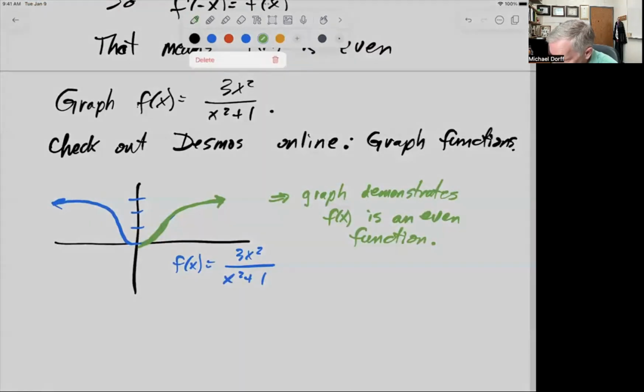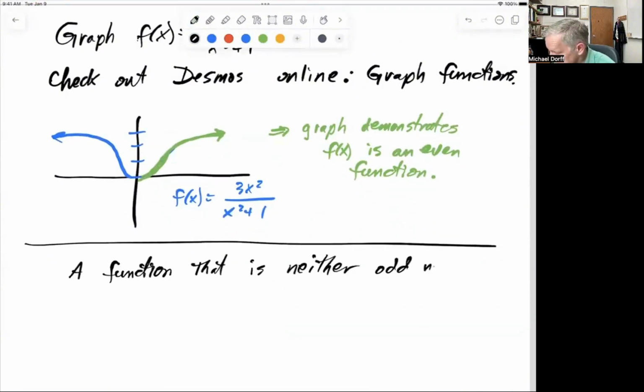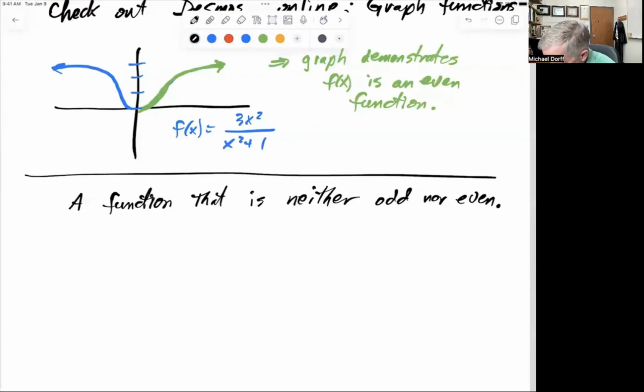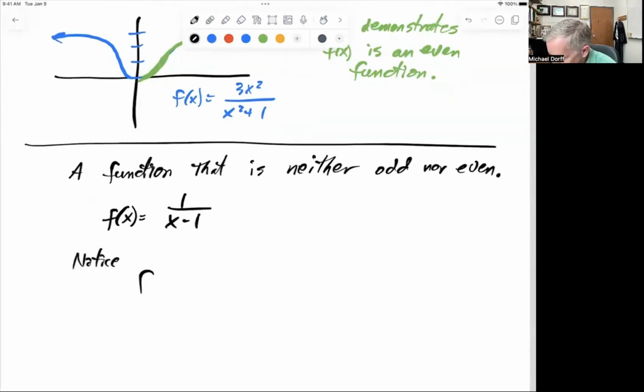Let me just end up with one last thing. What's an example of a function that's neither odd nor even? Let's say f of x equals 1 over x minus 1. If I do negative x in here, that means I'm going to look at the function at negative x. That means I'm going to put negative x in for x here. So again, I take negative x, I put it in there, I keep my parentheses in there. When I simplify that, I'm going to get 1 over negative x minus 1.